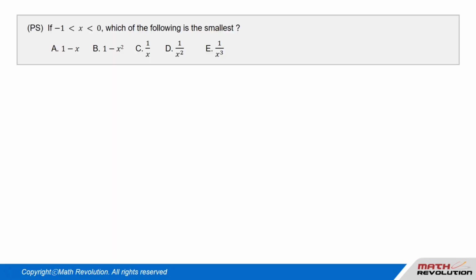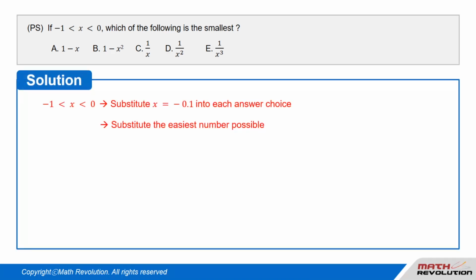P.S. If negative 1 is less than x is less than 0, which of the following is the smallest? Solution. Since we have negative 1 is less than x is less than 0, we can substitute x equals negative 0.1 into each answer choice. You should substitute the easiest number possible. Don't use a number like x equals negative 0.99.